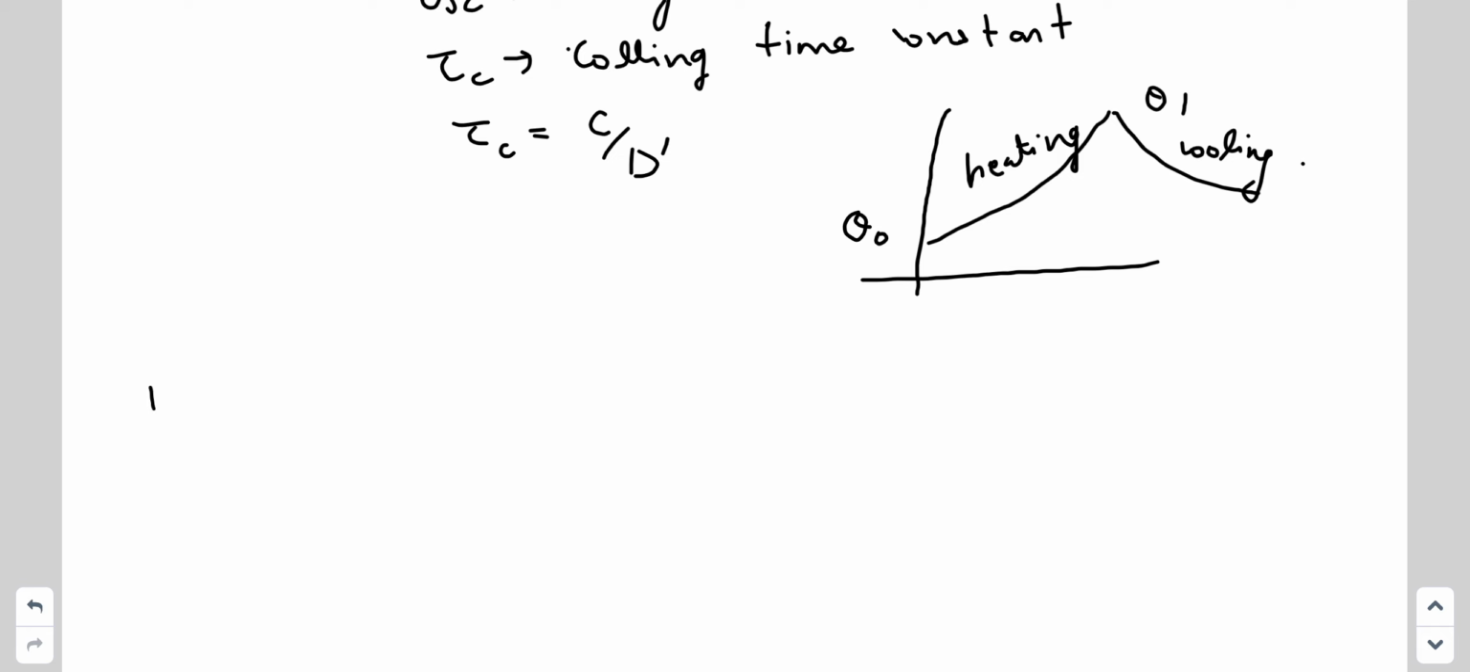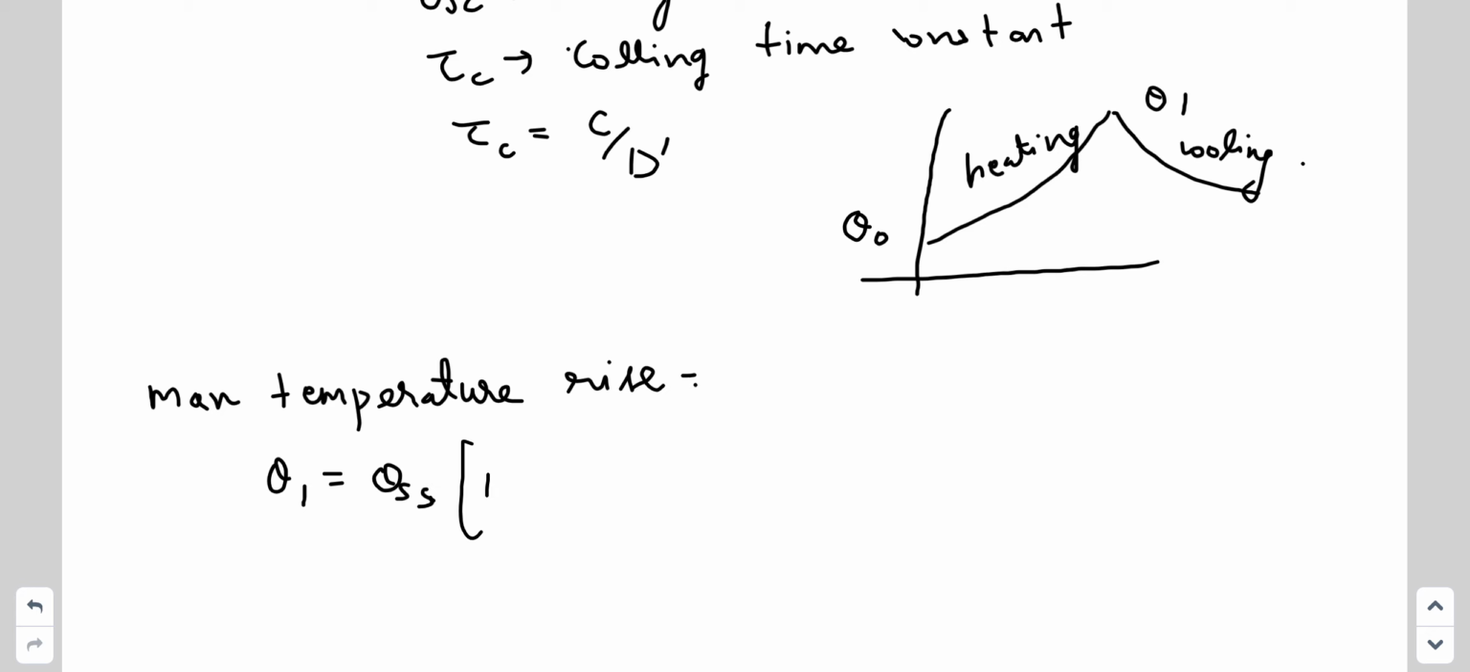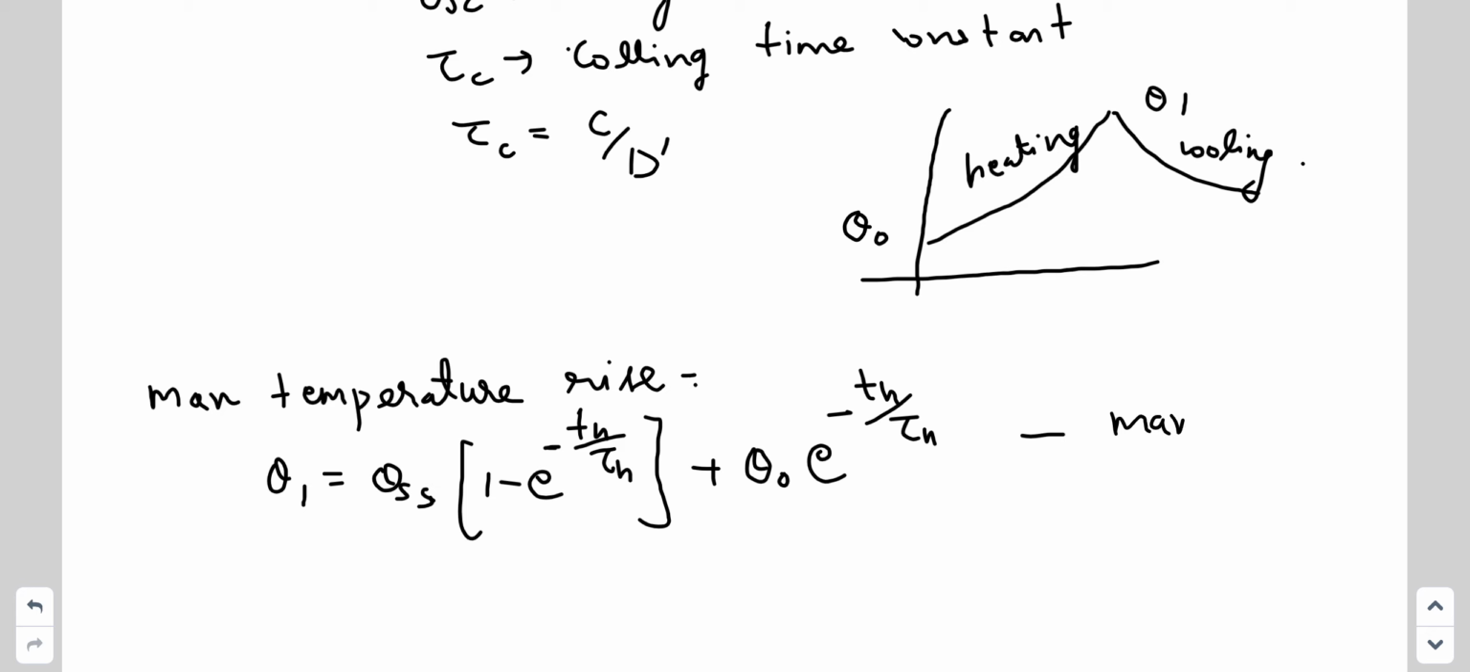So for maximum temperature rise, theta 1 is equal to theta SS (1 minus e to the power minus heating time t h divided by tau h, the time constant of heating) plus theta 0 e to the power minus heating time divided by heating time constant. It is the maximum temperature.